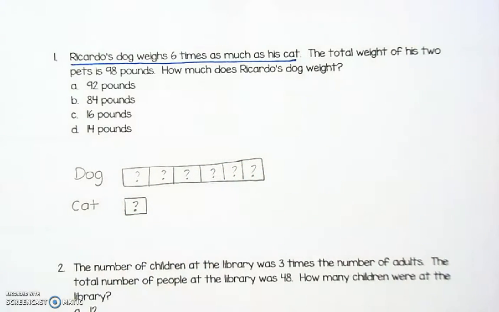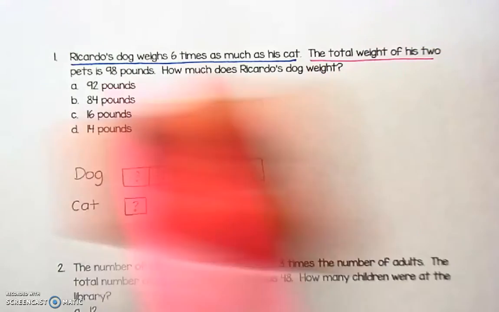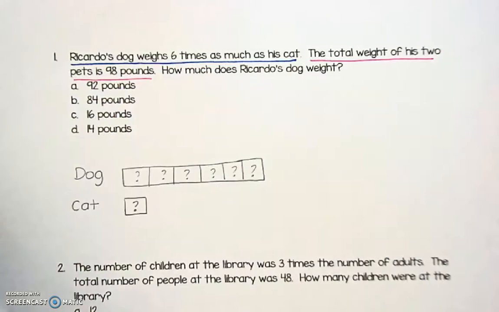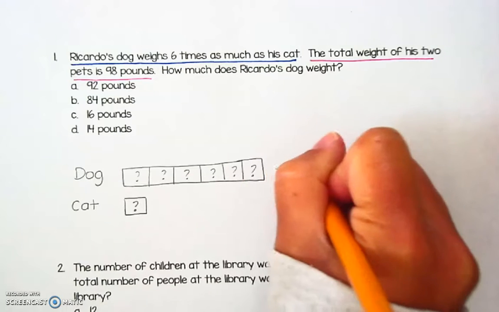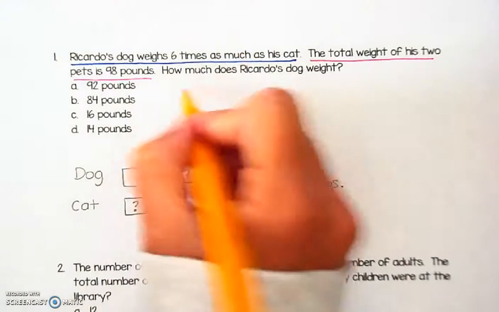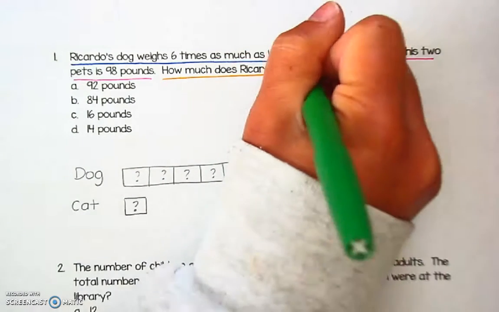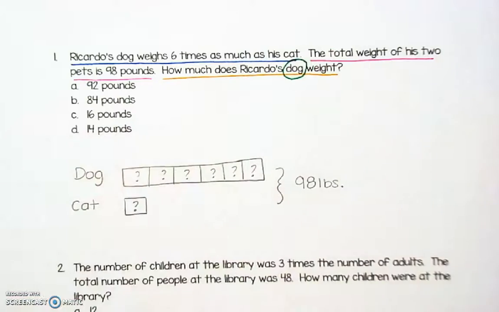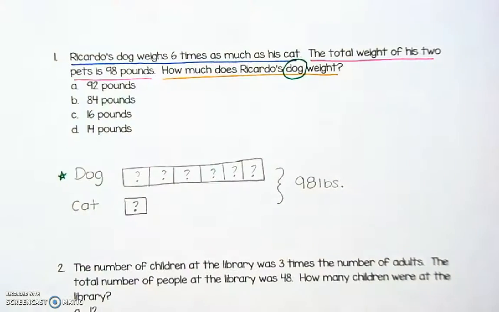Okay. That's a lot of information just from the first sentence. So let's move on to the second sentence and see what else I get to help me solve the problem. Then it says the total weight of his two pets is 98 pounds. So I know that both of these animals together weigh 98 pounds. Finally, it asks, how much does Ricardo's dog weigh? And it's important to pay attention, especially with a multiple choice question, that I want to know the weight of the dog. So I might put a little star next to that just to remind me to answer the question based on the weight of the dog.